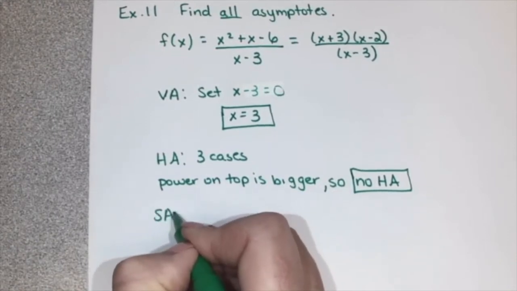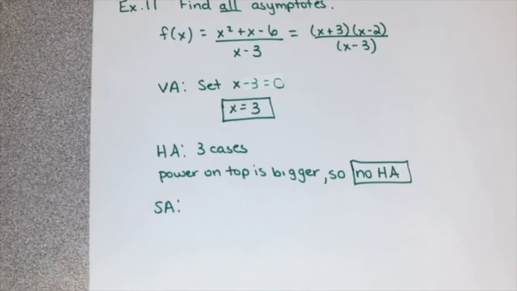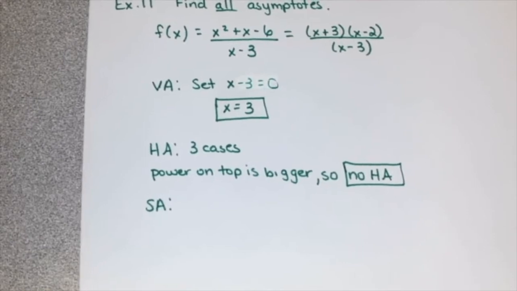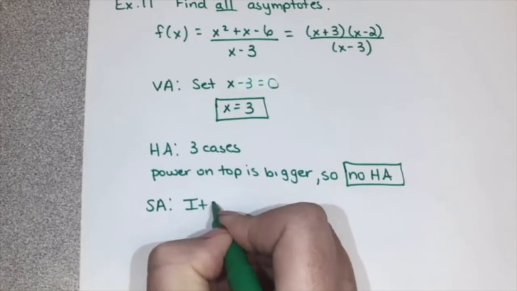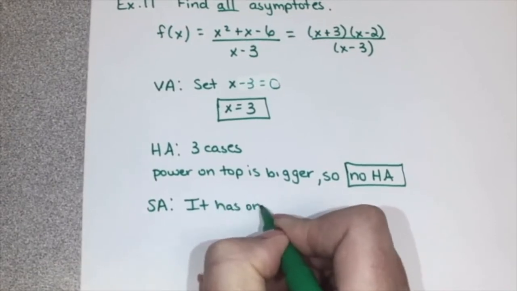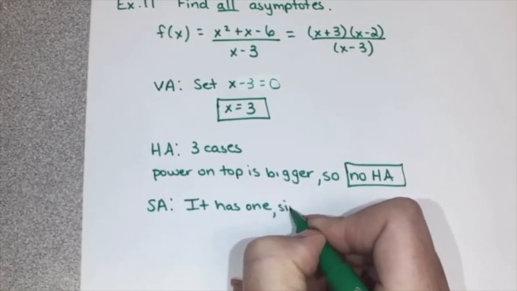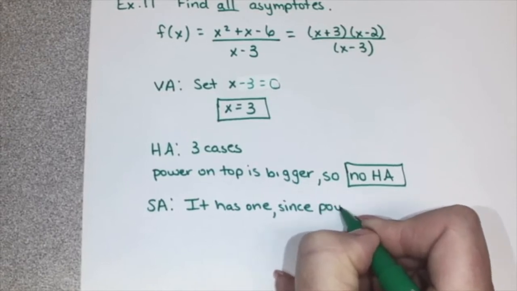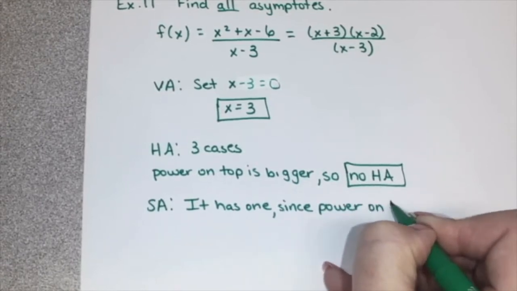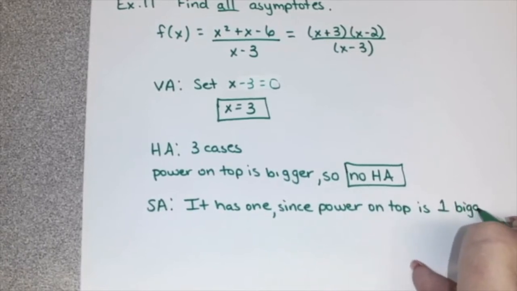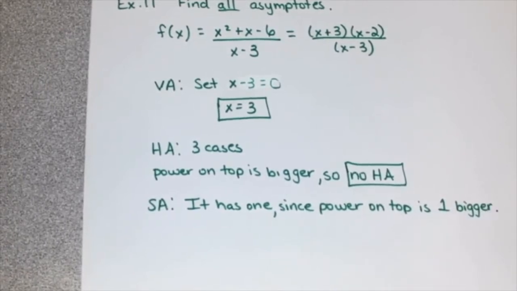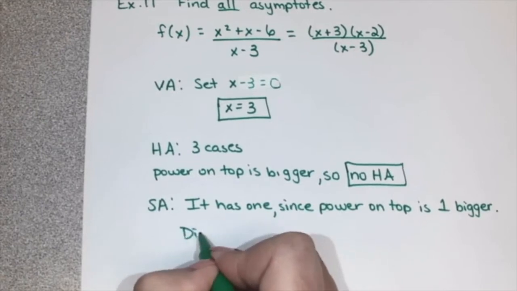The slant asymptote, we already know it has one, right? Why does it have one? Because the power on top is what compared to the power on bottom? Exactly, one bigger. Okay. So remember, we're going to say it has one since power on top is one bigger. So remember, to find it, you just divide.